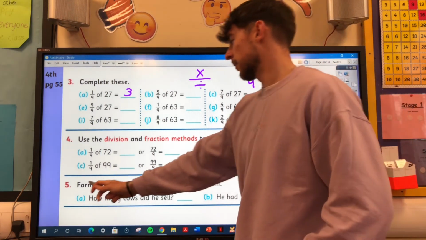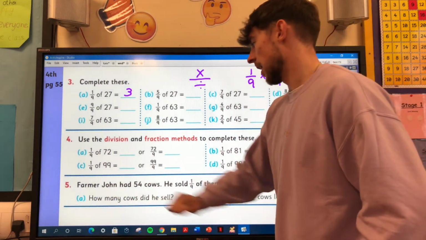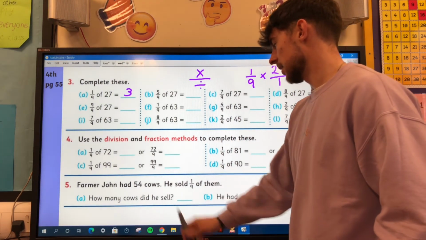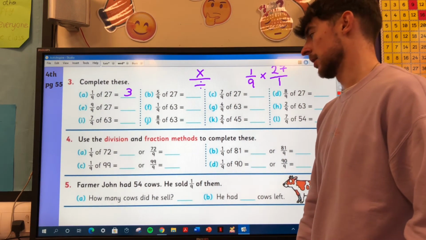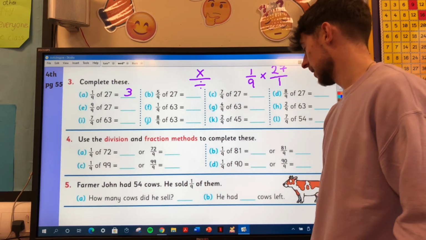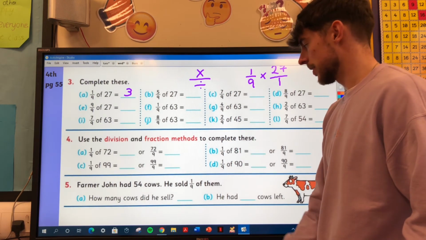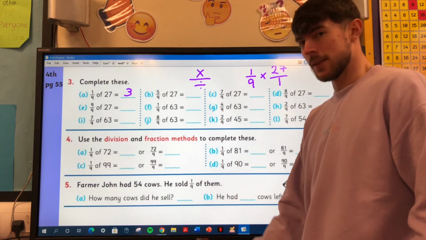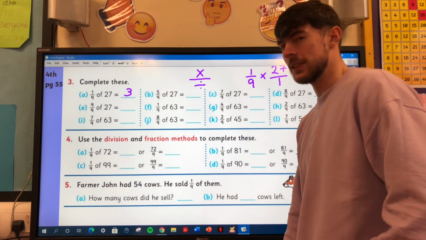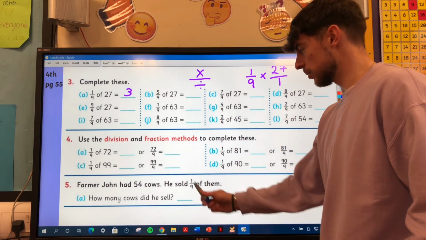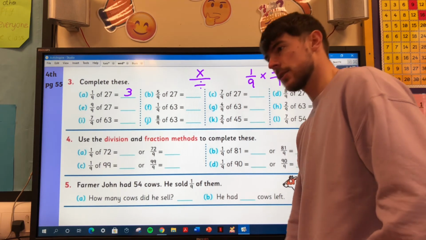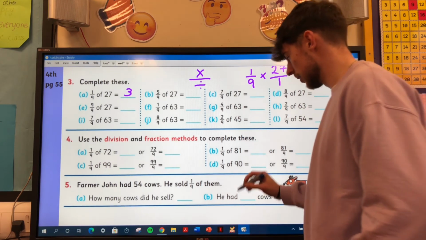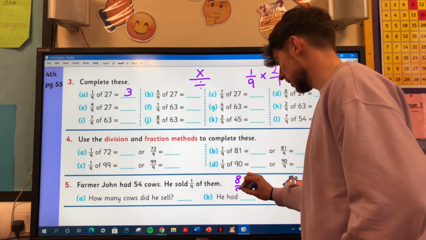Okay? And then Farmer John had how many cows? He had 54 cows and he sold 1/9 of them. So how many cows did he sell and how many had he left? So if he sold 1/9 of them, you have to find 1/9, and then how many had he left? What fraction of cows did he have left? If he sold 1/9, what does he have left? He has 8/9, doesn't he? So he's 8/9 left over.